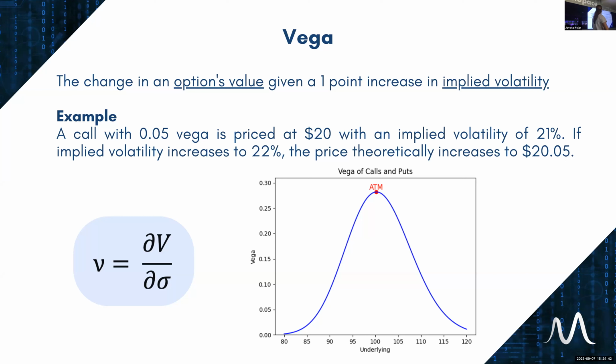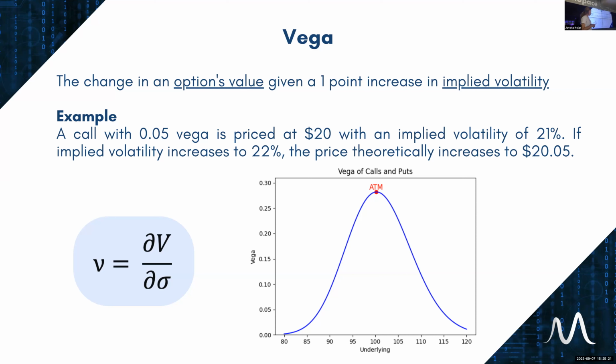Vega is a change in option's value as the implied volatility moves up. So for example, if you have a 0.05 Vega, price at $20 and the implied volatility is 21%, then if the implied volatility increases to 22%, so moved up 1, the Vega is telling you that the option's price should be worth 5 cents more. So the price theoretically increases to $20.05.